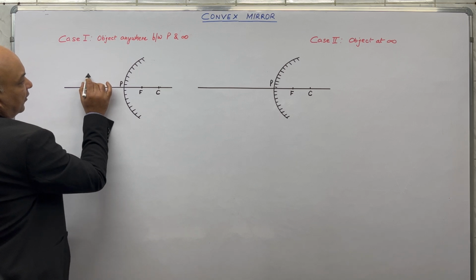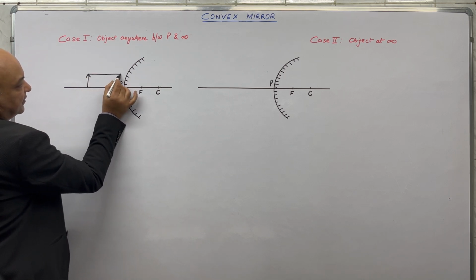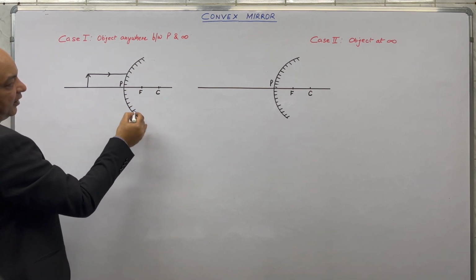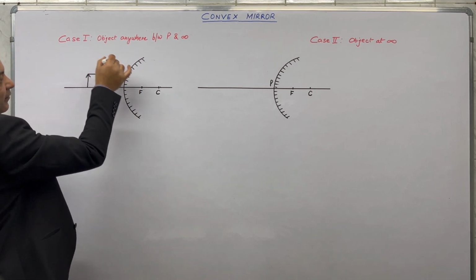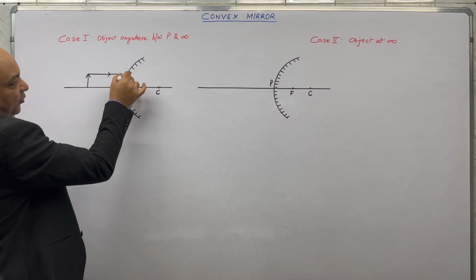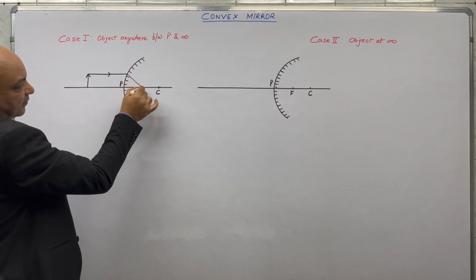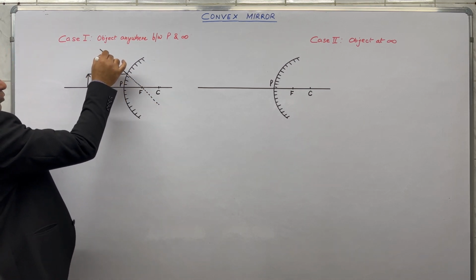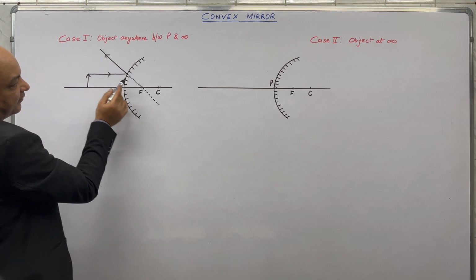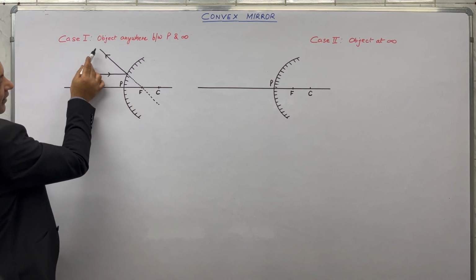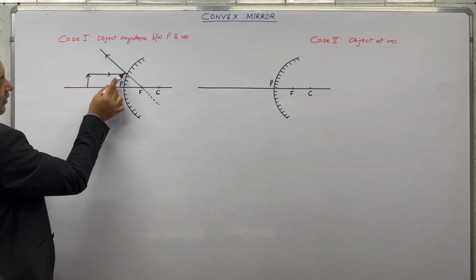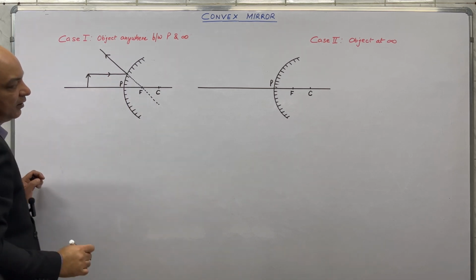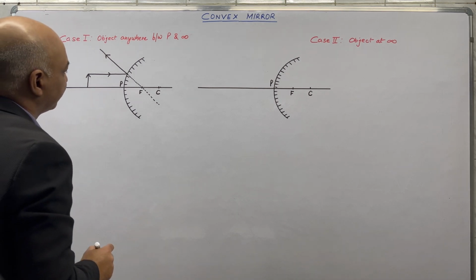So in this case, first ray parallel to the principal axis. After reflection from the mirror, it is going to go in this way, but if I produce it backwards, it is supposed to be passing through focus. So this ray is the actual position of the reflected ray, and when I produce it back, it seems to be passing through F.